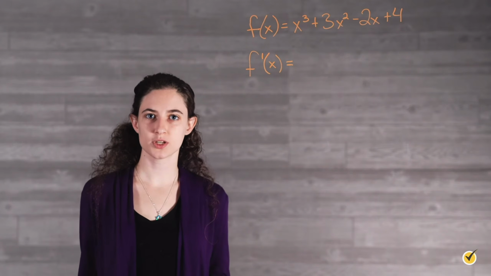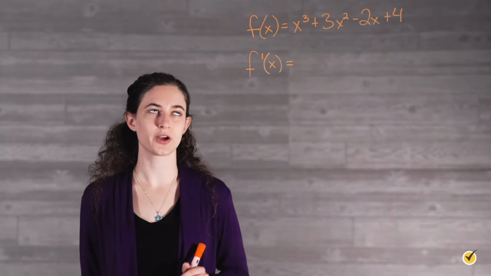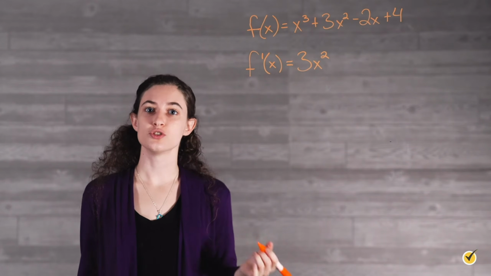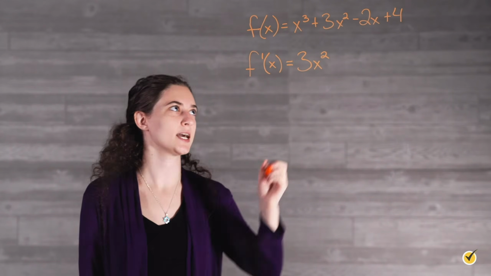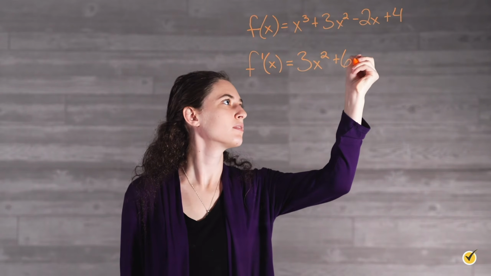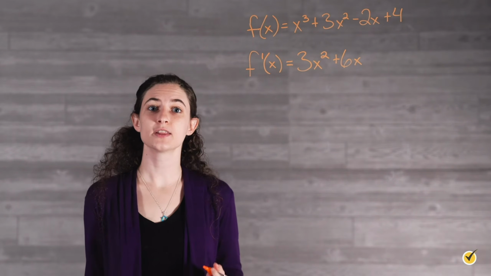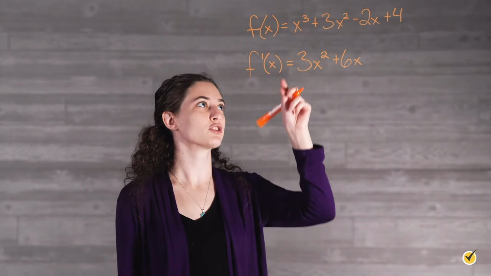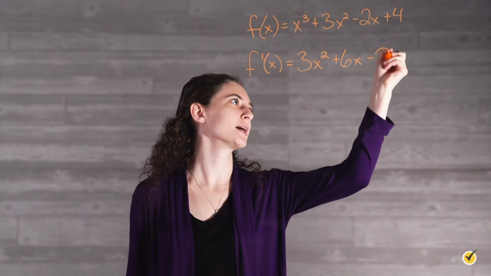equals 3 times 1 is 3, so our first term is 3x squared. 2 times 3 is 6, so we then have 6x. And finally, 1 times negative 2 is negative 2. So the final derivative is 3x squared plus 6x minus 2.